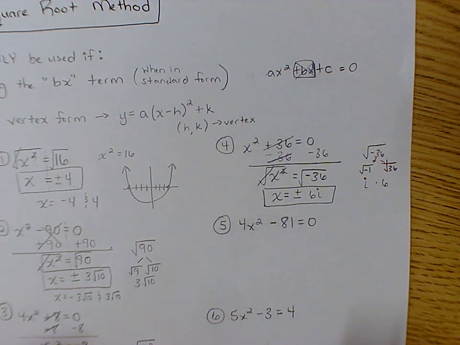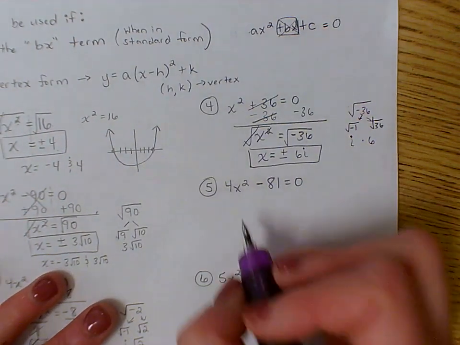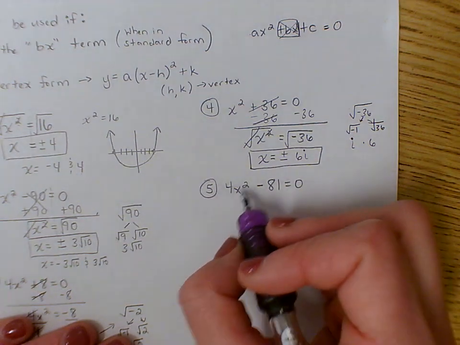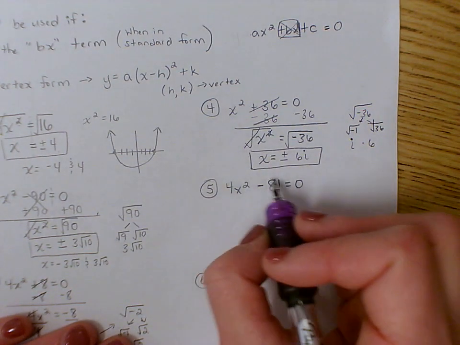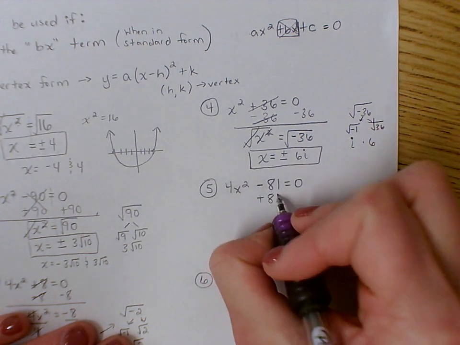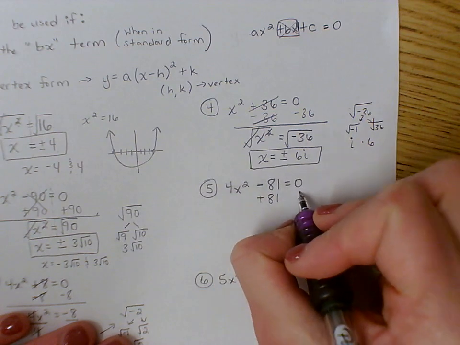Okay? All right, let's do a couple more. What if you had something like this? Look at the part that's being squared and get it by itself. So I'm going to have to move this over there and move the 4. Start with the adding and subtracting part. So the opposite would be to add 81.